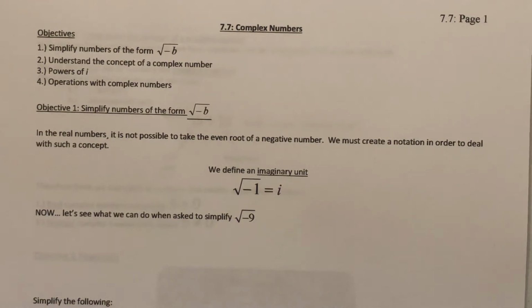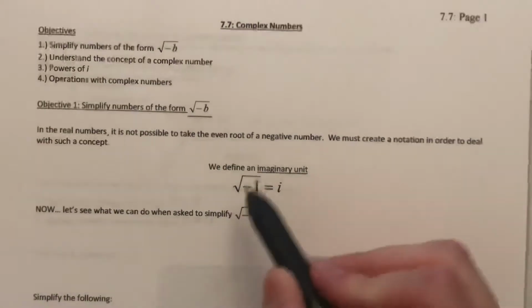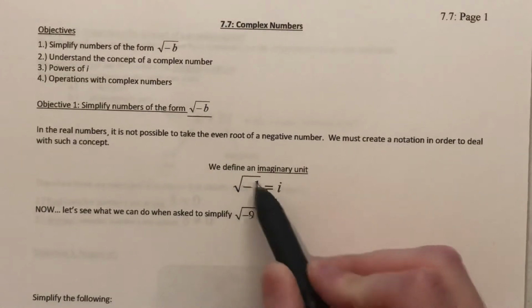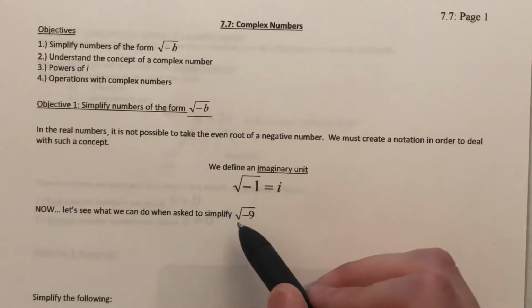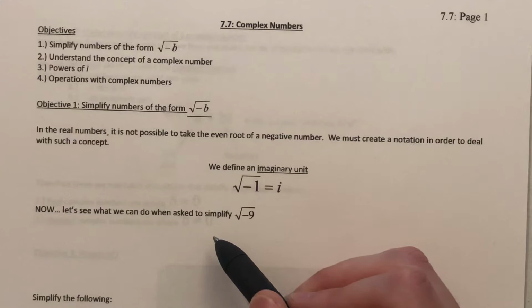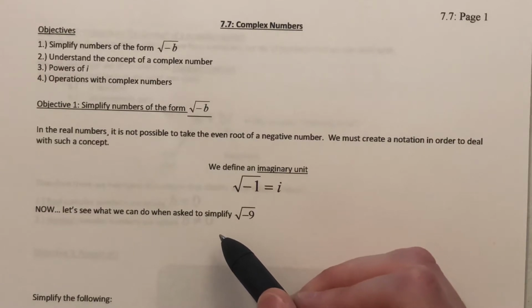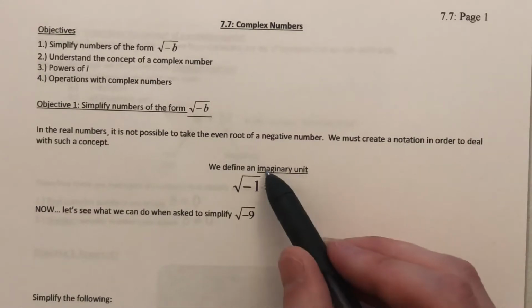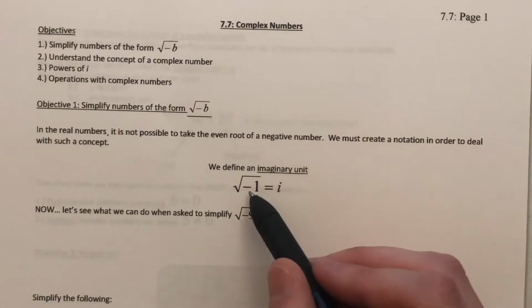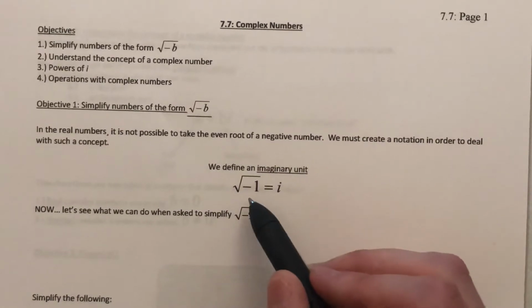So in 7.7, we're going to revisit something that up to this point we had been essentially avoiding or dismissing, as it was a scenario that was not a part of our real number system. And that is the idea of a square root of a negative value. So again, this does not exist in the real number system. However, we're going to expand beyond the real numbers to create this unit called the imaginary unit to represent this thing that does not exist in the real numbers.